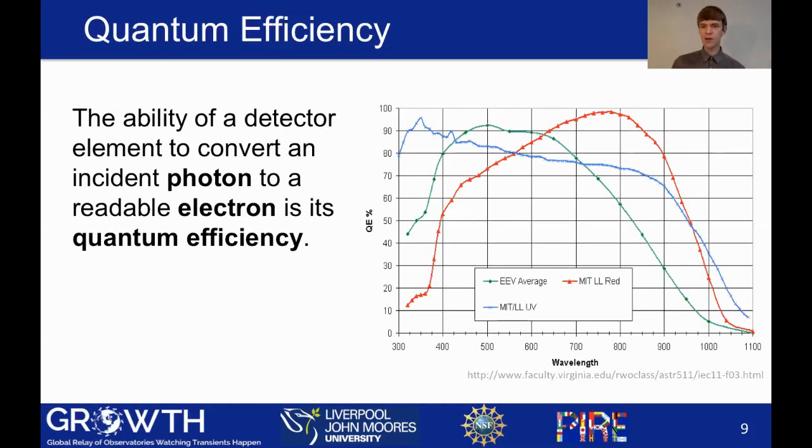So for example, the green curve here shows the quantum efficiency as a function of wavelength for a rather typical optical detector, peaking around 90% in the middle of the visible range, but declining towards the ultraviolet and towards the near infrared. The blue and red curves show different designs of CCD detectors that are better optimized for detecting blue light or for detecting red light.